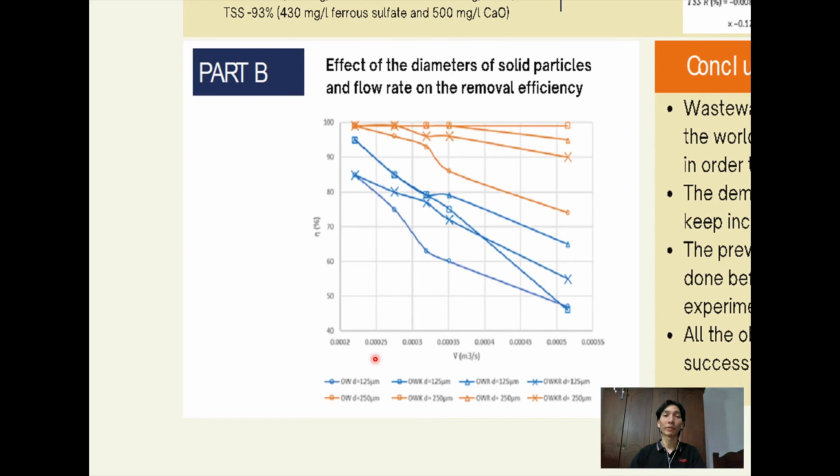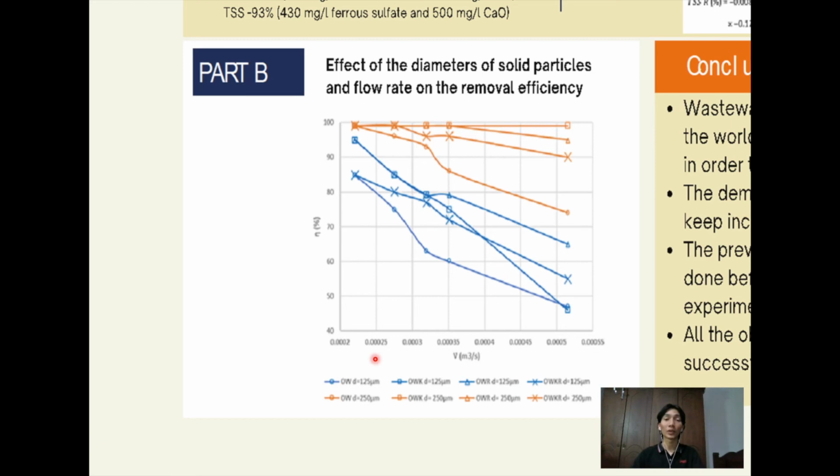Next, we can observe the effect of particle size by comparing the two graphs. The orange graph represents the tank with 250 micrometer diameter, and the blue graph represents 125 micrometer diameter of solid particle. Based on the graph, the 250 micrometer diameter of solid particle has higher efficiency. Thus, we can say that the larger the size of the particle, the higher the efficiency. Besides, we can also determine the relationship between the variables, where the removal efficiency is directly proportional to the diameter of the particles and inversely proportional to the inlet volumetric flow rate.